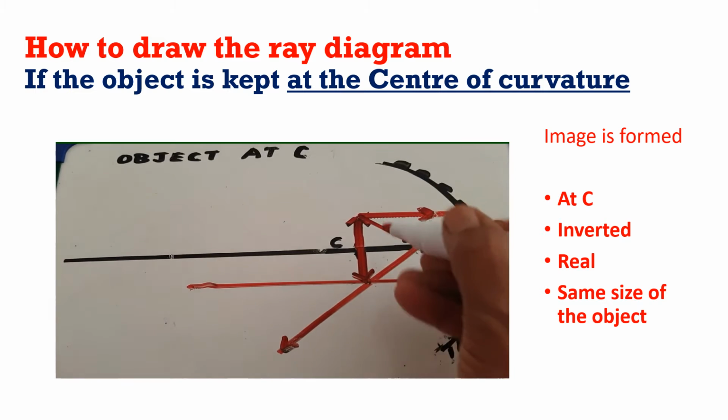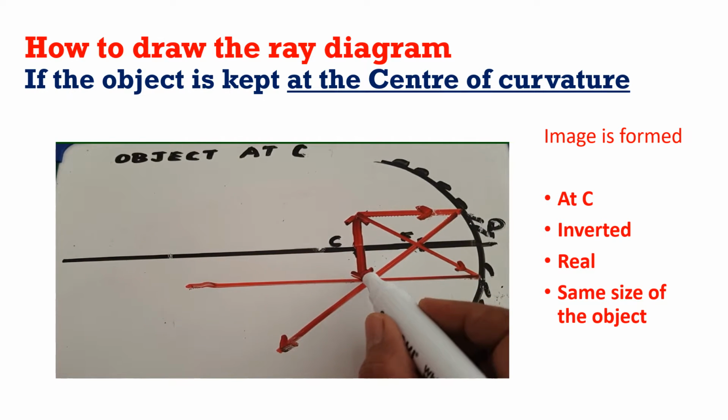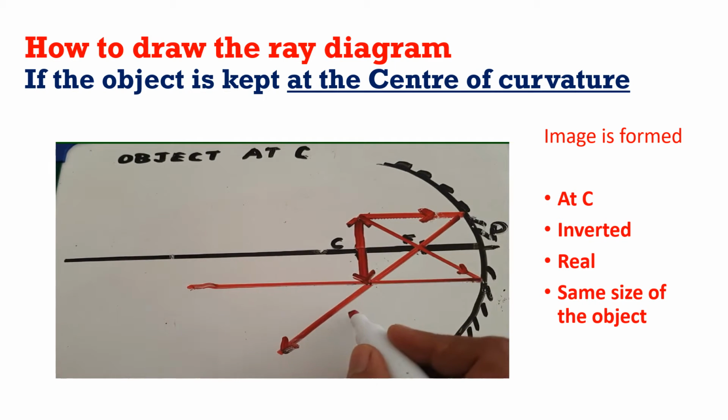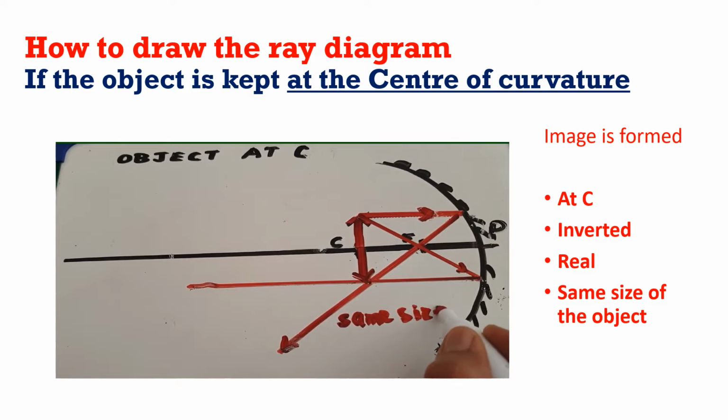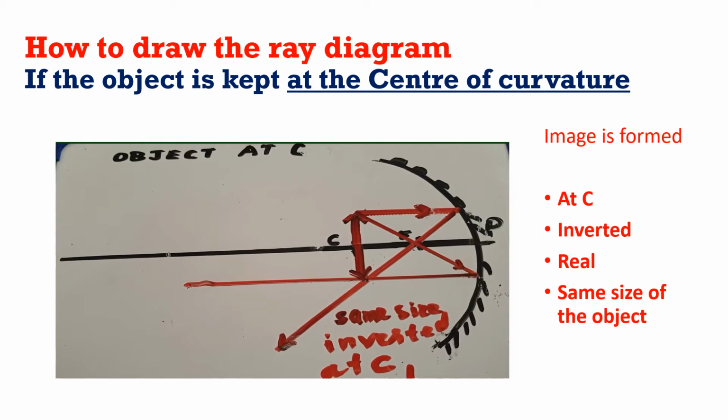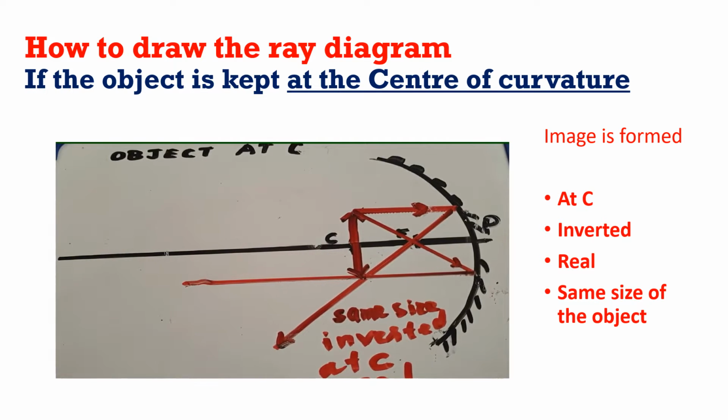It is of the same size of the object. It is inverted. And where we got it, at C itself. And it is real also. Since the rays are meeting really, we got the real image. So real, inverted and of the same size image we got.